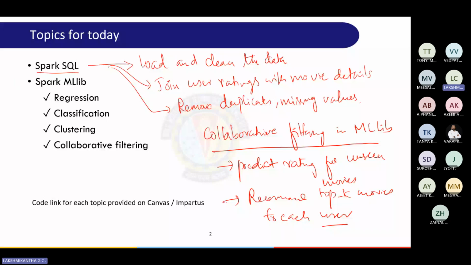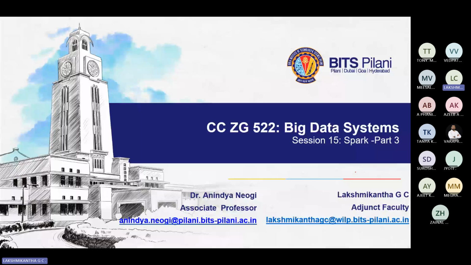Guys, again, I would like to welcome you all to session 15 of Big Data Systems. Today we are entering one of the most important practical parts of the Spark ecosystem. We are discussing Spark SQL and Spark MLlib, and these are the components that transform Spark from a data processing engine into a full analytical platform.